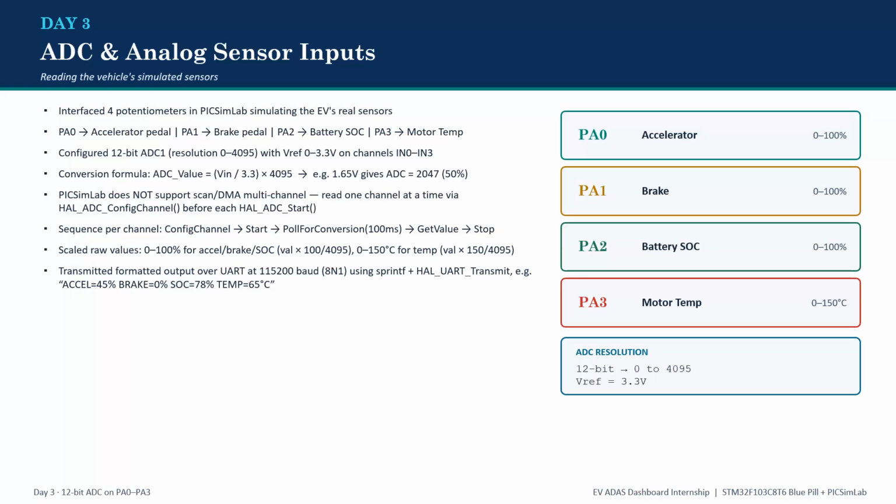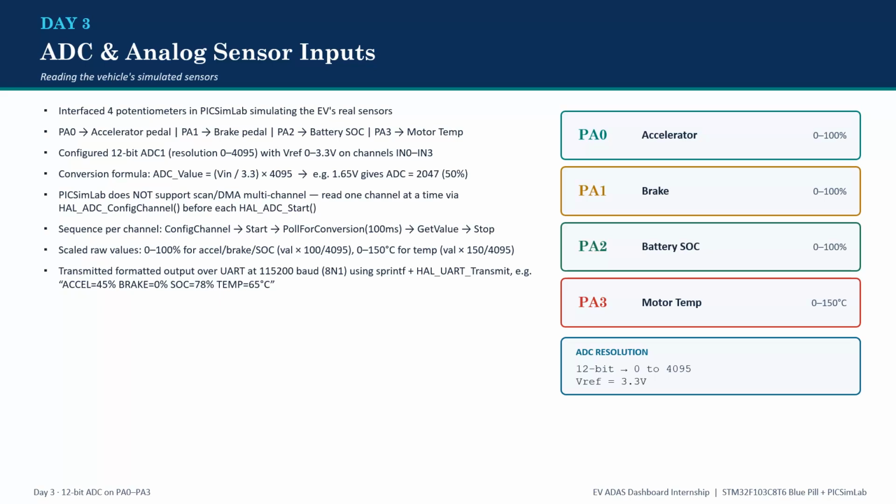Once I read the values, I scaled them into meaningful units, multiplying by 100 over 4095 to get 0 to 100% for accelerator, brake, SOC, that is the state of charge, and by 150 over 4095 to get 0 to 150 degrees Celsius for motor temperature.